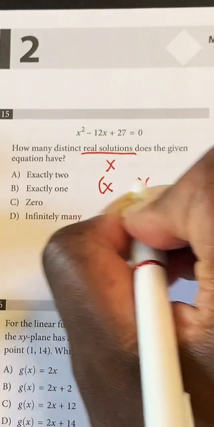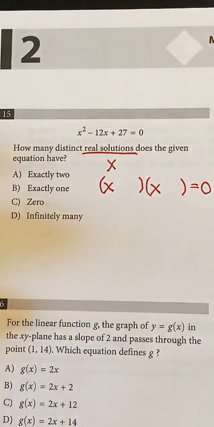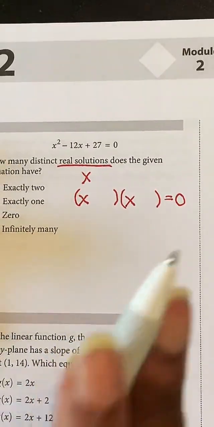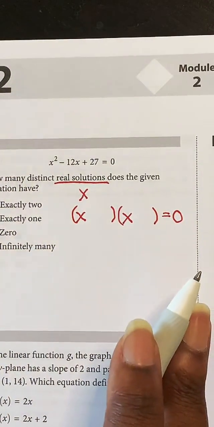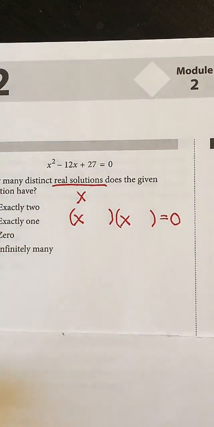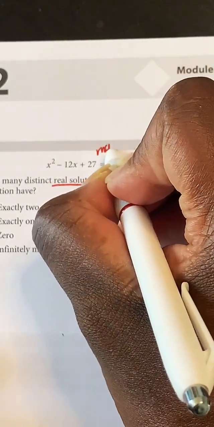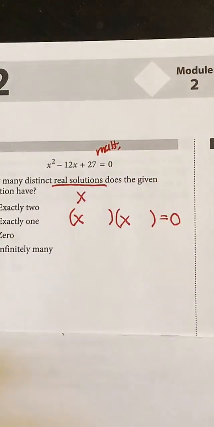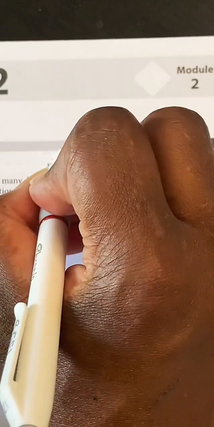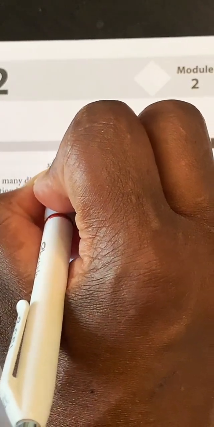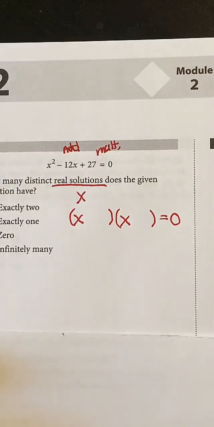So there's an X in this parenthesis, there's an X in this parenthesis. Now, this part is the hardest part, okay? The hardest part is I need to know what 2 numbers multiply to give me 27 and add to give me a negative 12. You can use the quadratic equation as well.